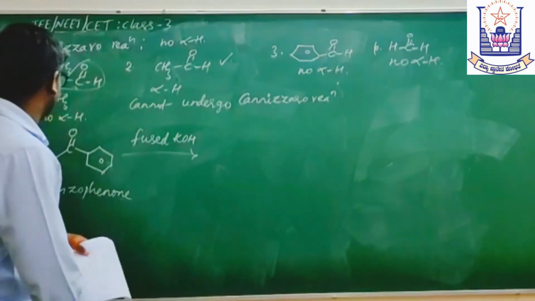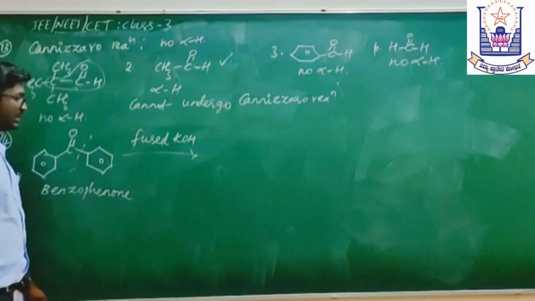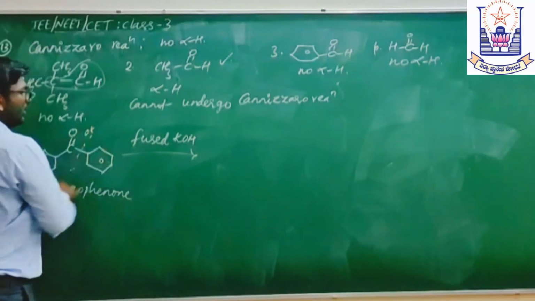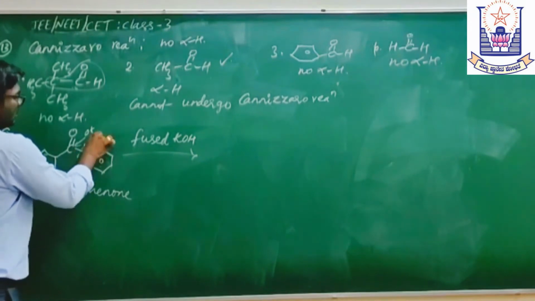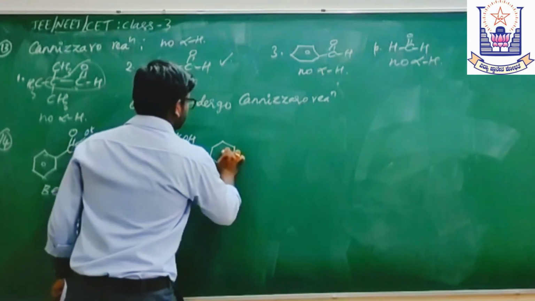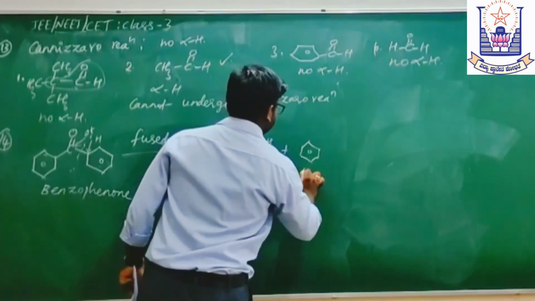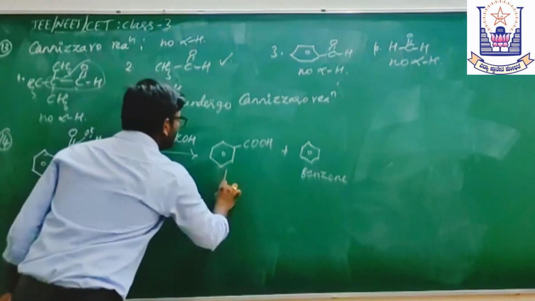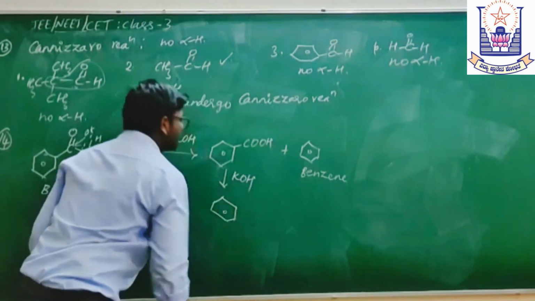What happens? When this is treated with KOH, here the bond breaks. You will get COOK and benzene. Here, OK, potassium oxide will be attached to this and H will be attached to this. So you will get potassium benzoate plus benzene. When this compound is further fused with KOH, what happens? You will get a benzene.